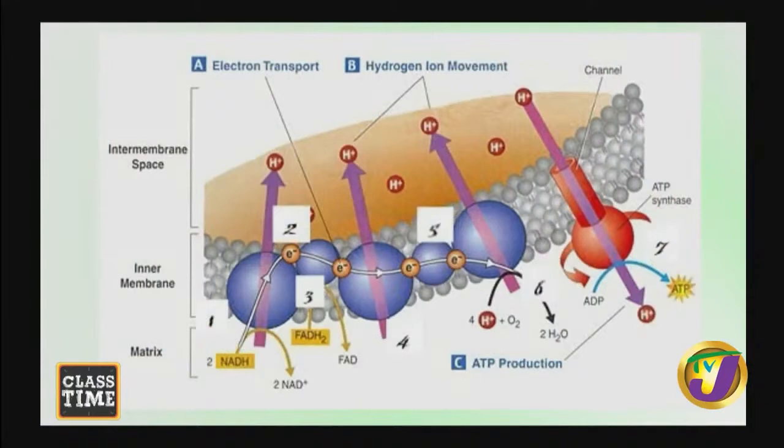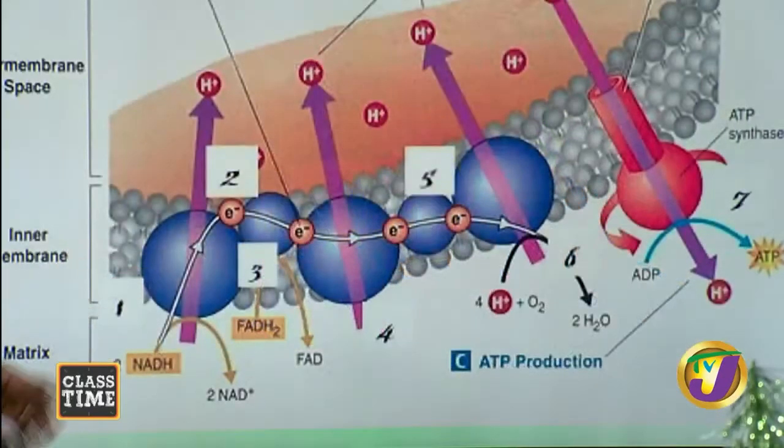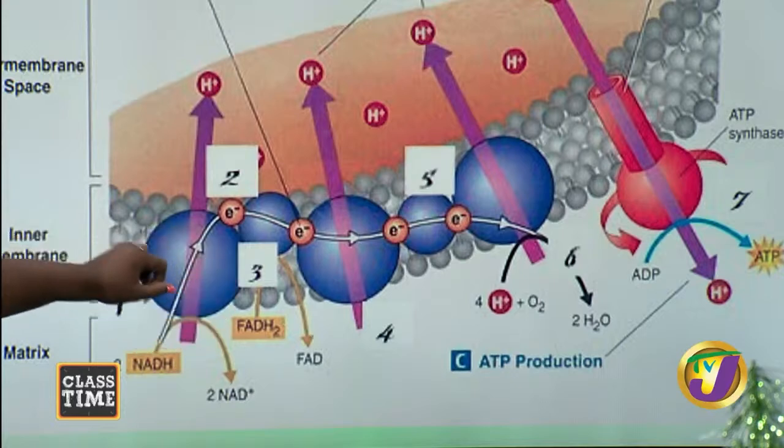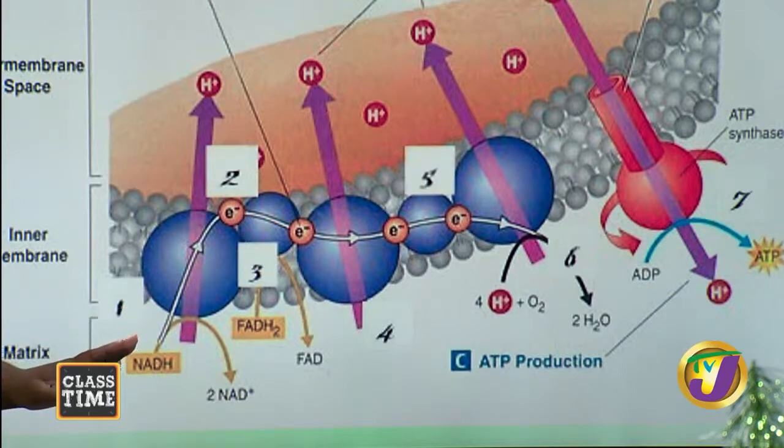Now, what happens at the start of the chain? The reduced NAD will first dissociate the hydrogen from its electrons. Well, not all of its electrons, obviously. An electron will be captured by the first molecule in the chain of protein complexes. You don't have to know the names of them. So that's okay, all right, that you don't know.